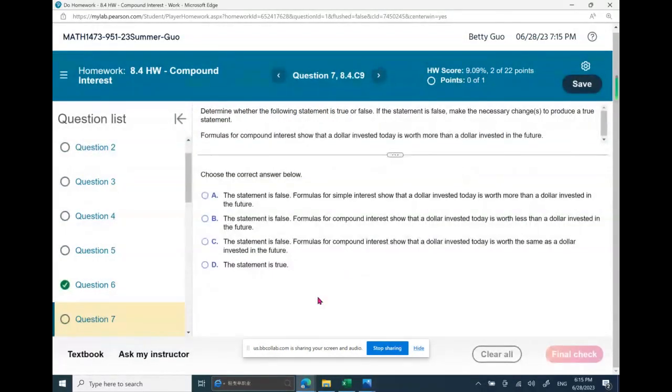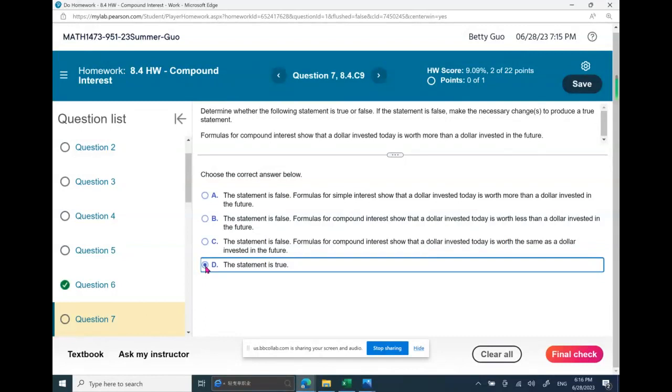Multiple choice question. Determine whether the following statement is true or false. If the statement is false, make the necessary change to produce a true statement. Formulas for compound interest show that $1 invested today is worth more than $1 invested in the future. What do you think? The dollar today is worth more than $1 in the future.